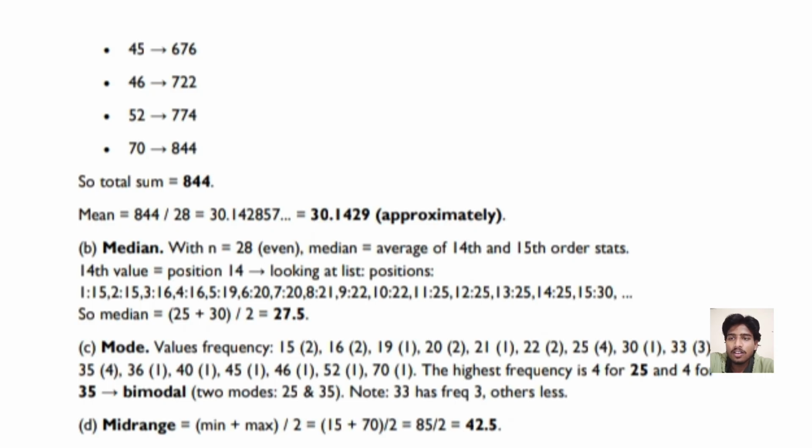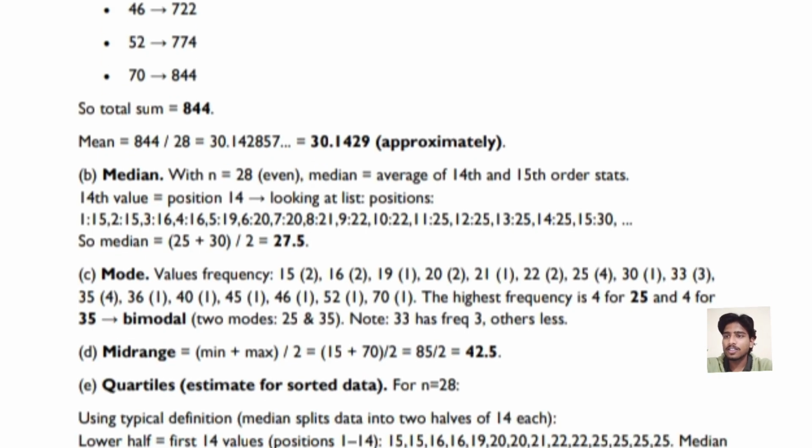Now you know the mean formula. Mean is the total divided by the number of terms in the series. So the total of the series is 844, divided by 28. The approximate value, the mean value, is 13.1429 approximately. Now we start with B.